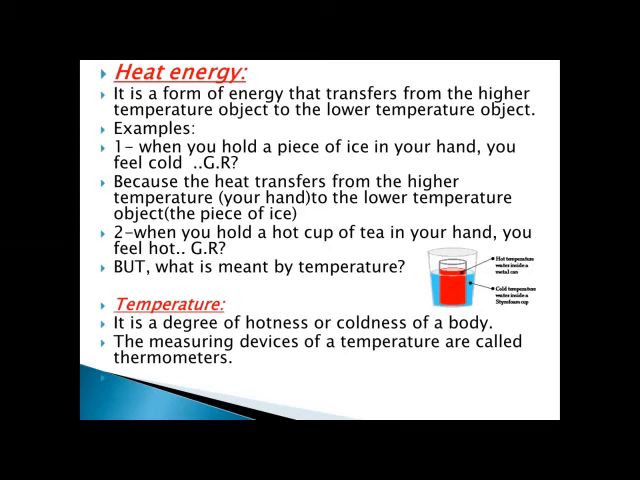There is a difference between temperature and heat. Heat, we say, is a form of energy, but temperature is the degree, the point of hotness or coldness of a body. That means temperature is a degree, like boiling point, like melting point degree, that the body reaches when it is hot or cold.